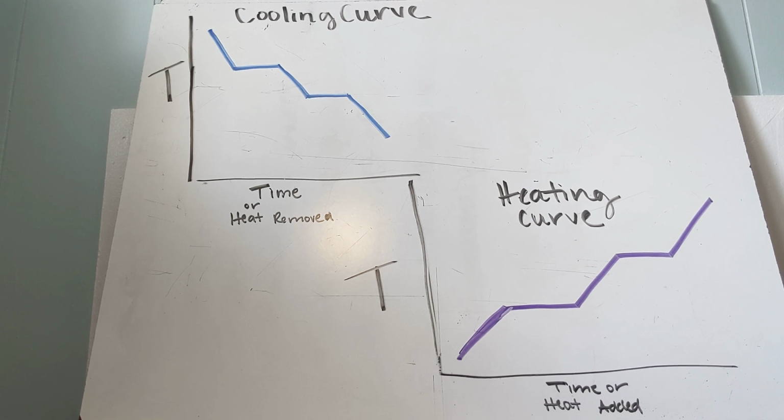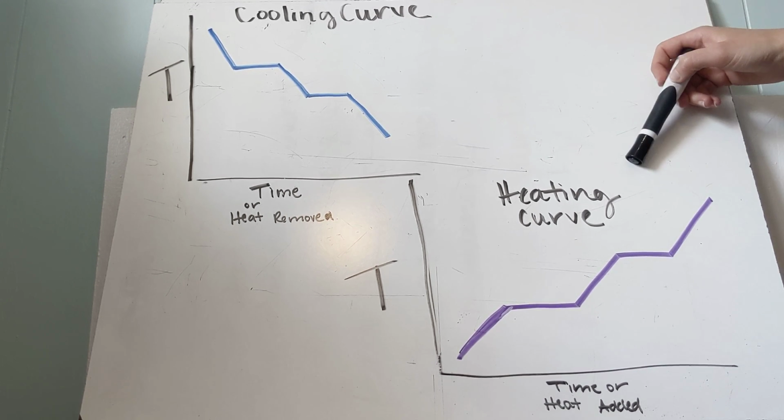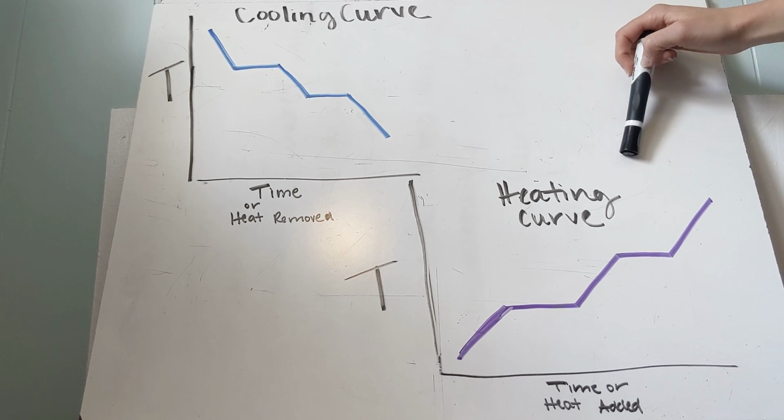Today we're going to be talking about how to calculate heat, and specifically either the amount of heat given off by an object or the amount of heat absorbed by an object when its temperature is changing. So before we get into that, I wanted to show you what is called a cooling curve or a heating curve. On the left we have a cooling curve and on the right we have a heating curve.